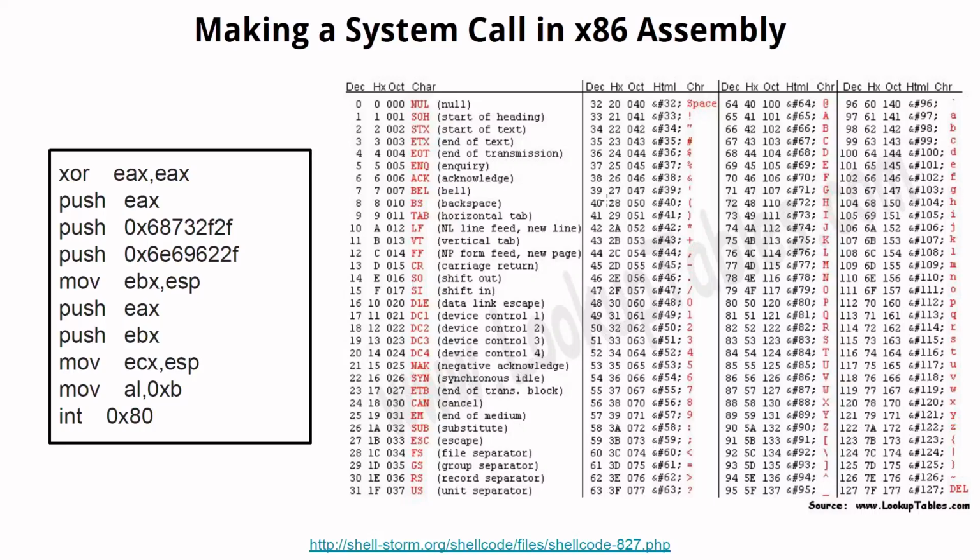Then we move B in hex into AL. Okay, so B is 11, right? So I'm moving number 11 into the register AL. If you remember from last class, AL is the least significant 8 bits of the register EAX. We already set EAX as 0. Now we are moving just the number 11 to AL, which means the whole EAX register will have the value of 11. Then after that, we make the system call int 80 in hex.